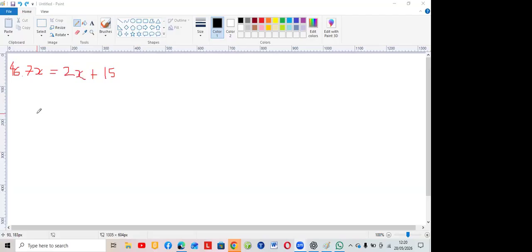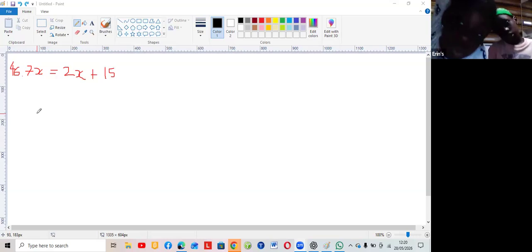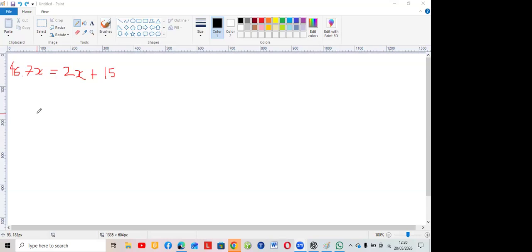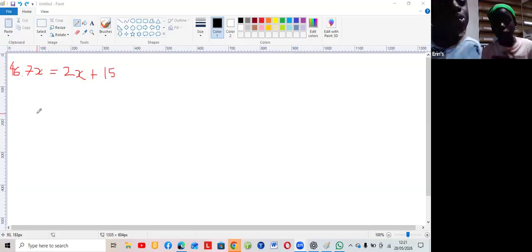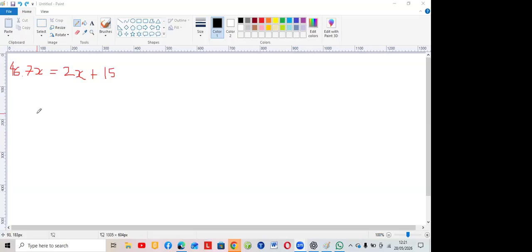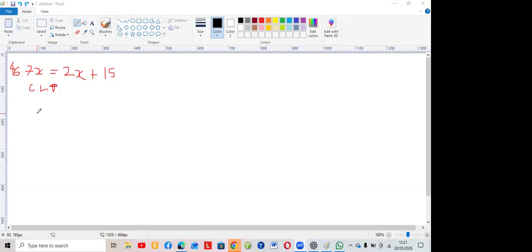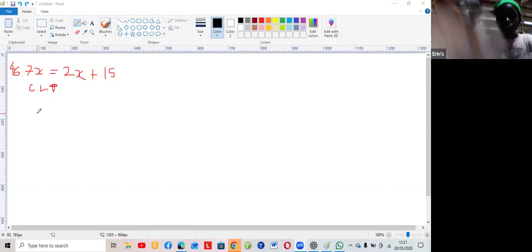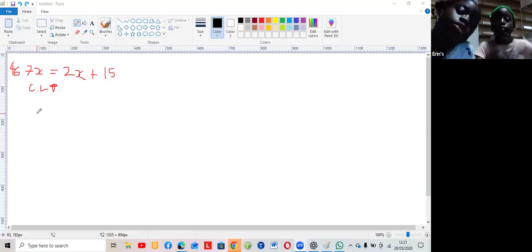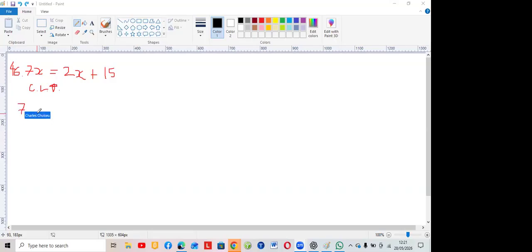So 7x equals 2x plus 15. So what are we going to do in this? What's the first thing we do? Faith. Collect like terms. Thank you very much. CLT, right? That's our acronym for collect like terms. So when you collect like terms, what will happen? Which one will go to meet which? This 2x is going to meet this 7x.